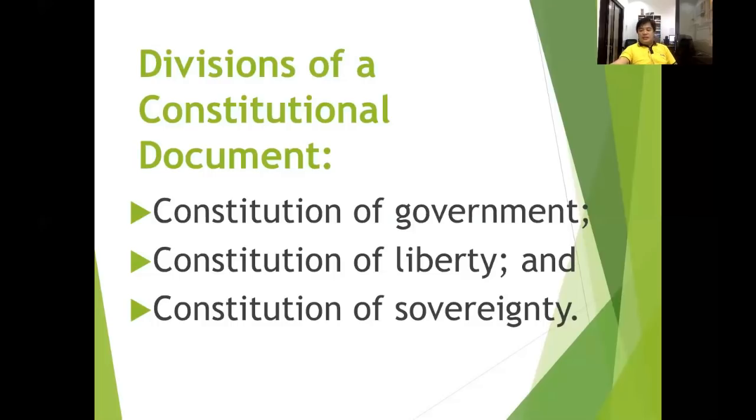And the third division of a constitutional document is the Constitution of Sovereignty. The Constitution of Sovereignty contains the provisions which outline the process whereby the sovereign people may change the Constitution. So as I told you a while back, the Constitution of the Philippines is a rigid one. The process of changing it is very difficult. But there must still be a process of changing it. And the process of changing the 1987 Constitution is stated in Article 17, dealing with the amendments and revisions.